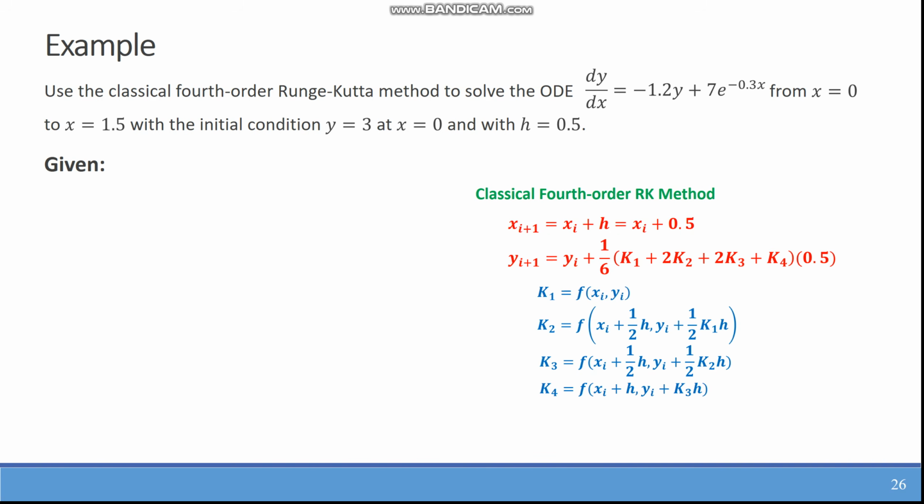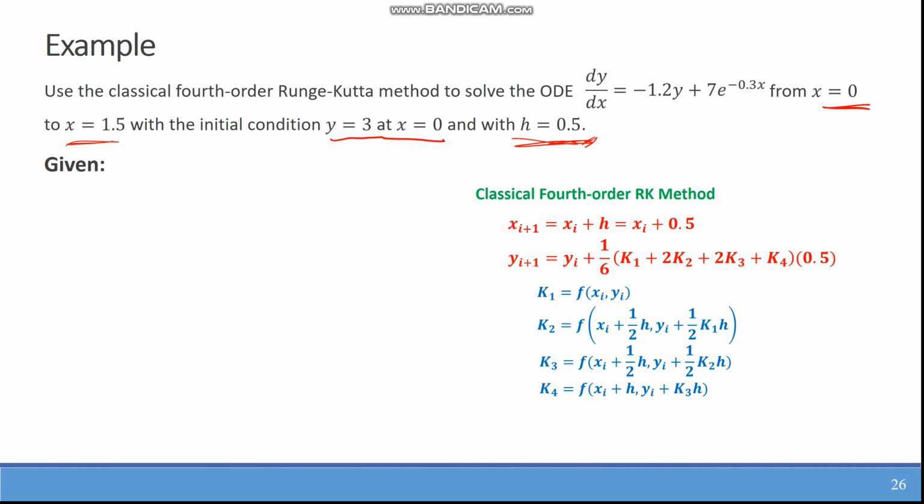Okay, now let's have an example of the fourth order Runge-Kutta method. Same example as we used in the Euler's standard or Euler's explicit method and the modified Euler's method. The only difference is that instead of evaluating from 0 to 2.5, we are just evaluating from 0 to 1.5. Same initial condition and same step size.